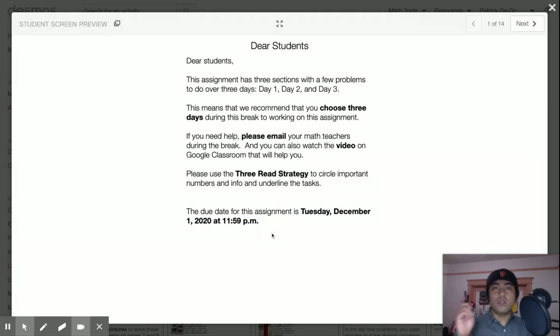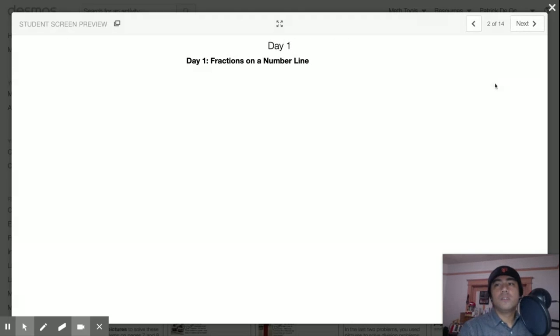Now, if you are in Team Bulbasaur, your due date is later because you have math class later in the week, okay? So the 2 different groups have different deadlines. Now, this first part is your day 1 assignment. Day 1 is fractions on a number line.